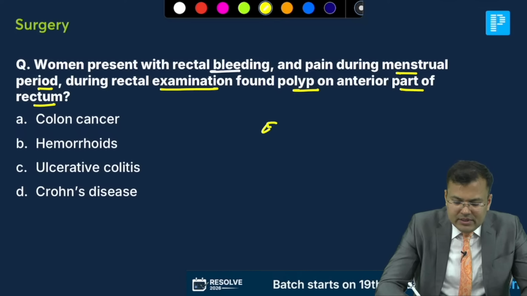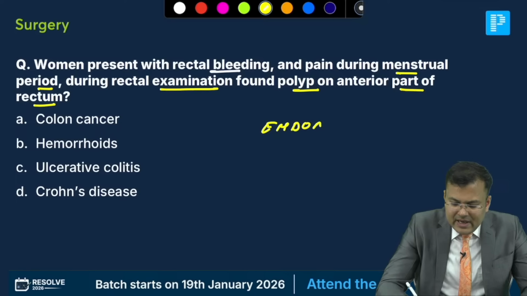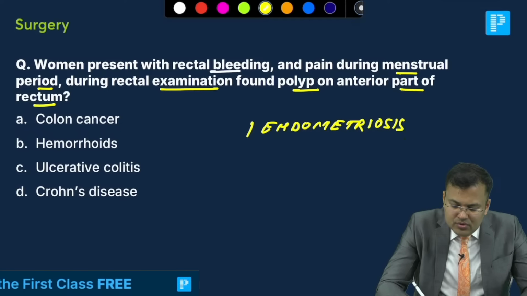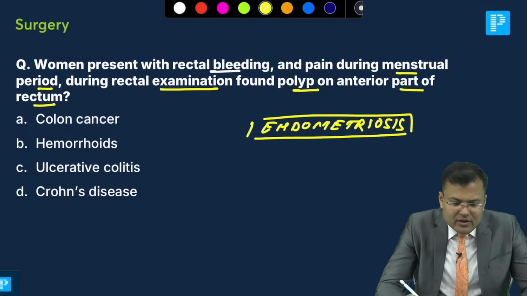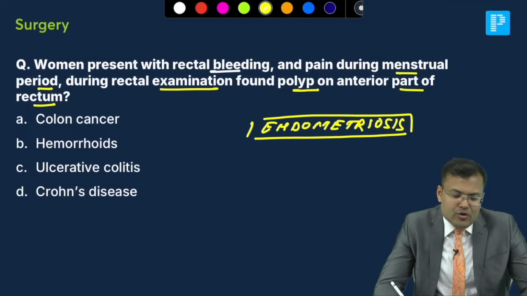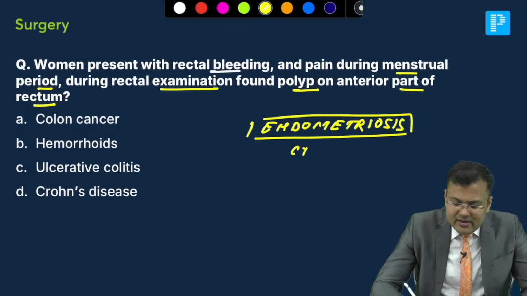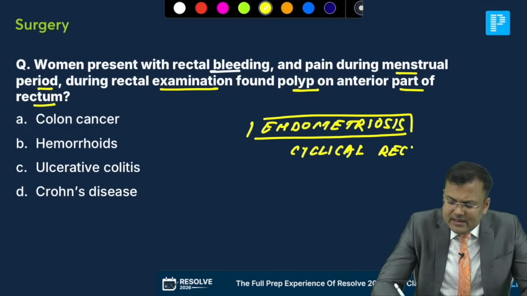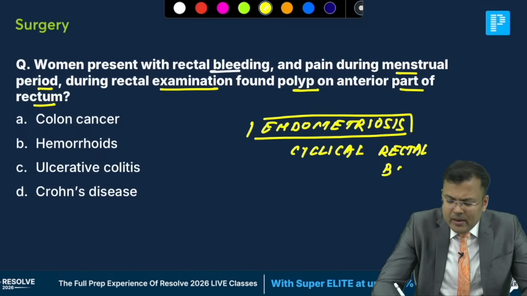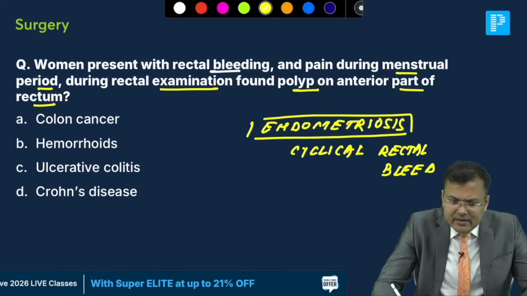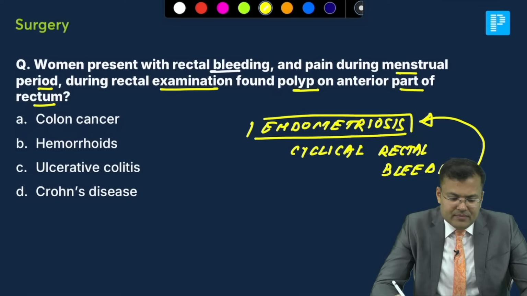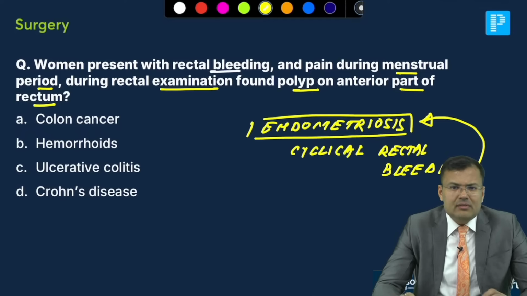Okay, it was endometriosis. Okay? Actually speaking, because it is related to menstrual period. Yes, so actually it is related to what? Endometriosis. Cyclical rectal bleeding. Very good. So, cyclical rectal bleeding is there. So, obviously what's the correct answer guys? If there is cyclical rectal bleeding, then obviously the correct answer is endometriosis. Obviously it's a gynae question, right?